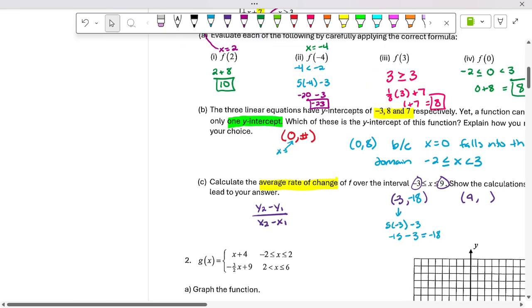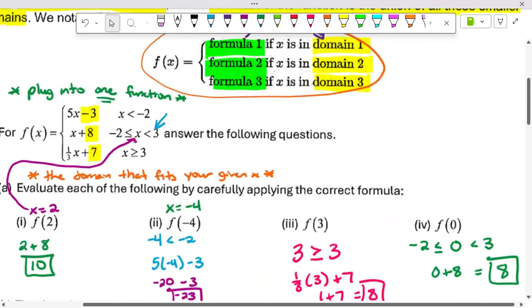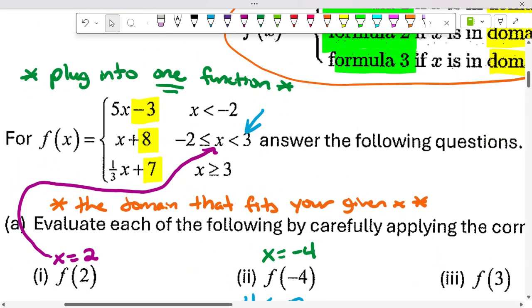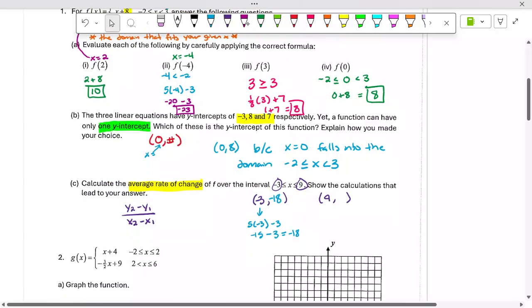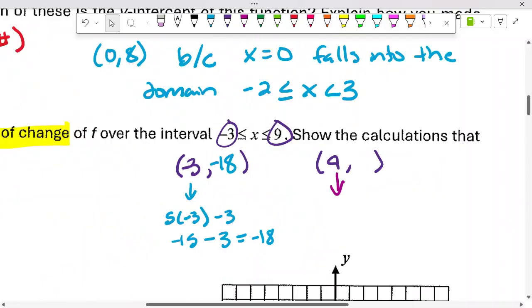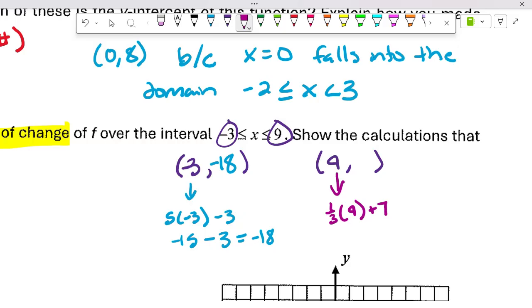What about 9? So when x is equal to 9, which domain does 9 fall into? The bottom one, because 9 is greater than or equal to 3. So for 9, I'm going to plug it into 1/3 times 9 plus 7. 1/3 times 9 is the same thing as dividing 9 by 3, so that's 3 plus 7 is what? 10.